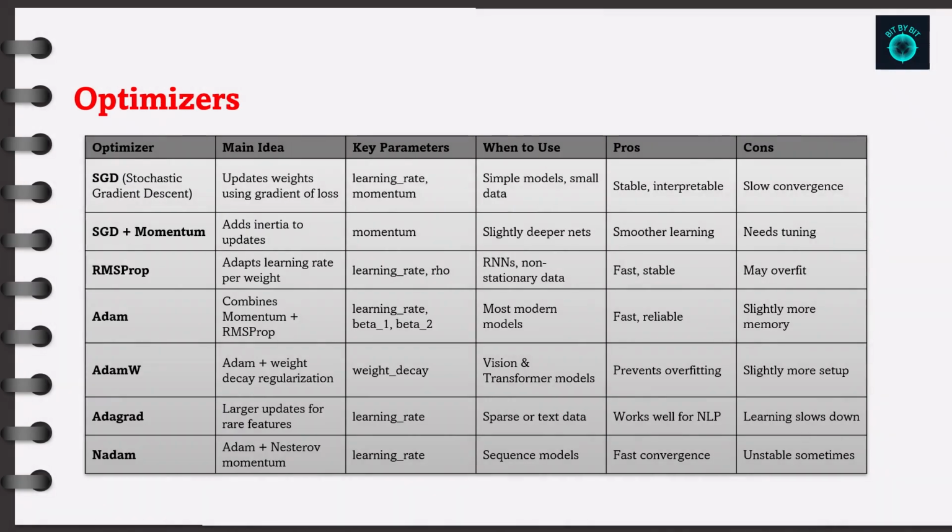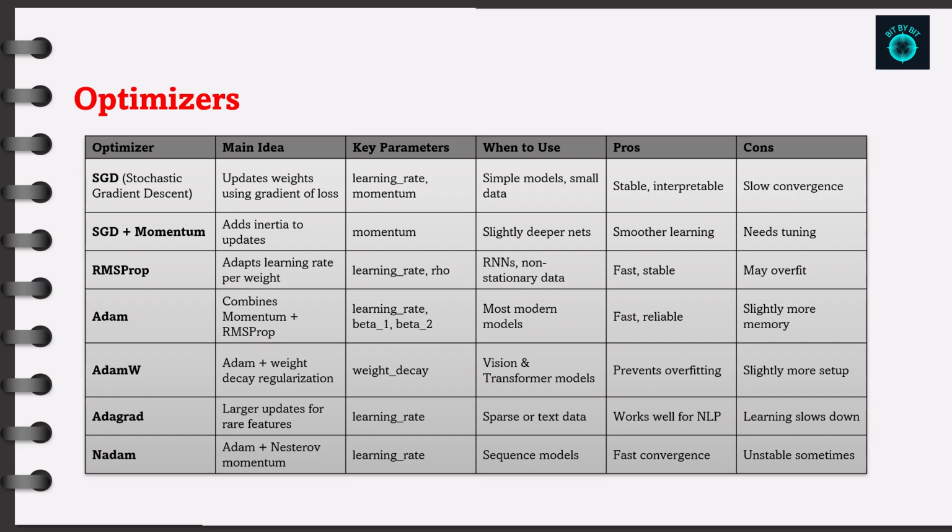Optimizers. Optimizers control how a neural network learns. They adjust model weights to minimize loss during training. Let's compare the most popular ones. SGD, or stochastic gradient descent, is the simplest optimizer. It updates weights step by step using the gradient of the loss. It's stable, but can be slow for large problems. Adding momentum to SGD gives smoother and faster learning by remembering previous gradients.